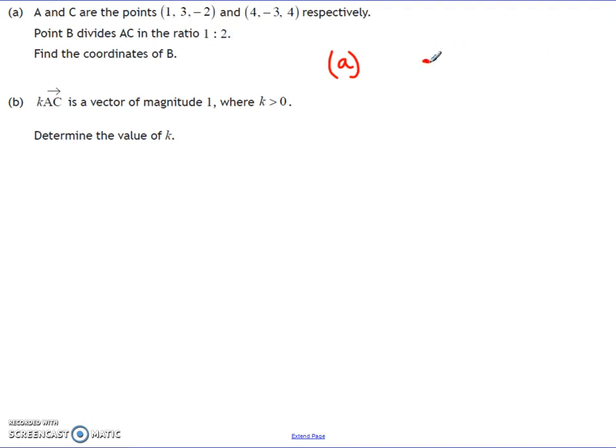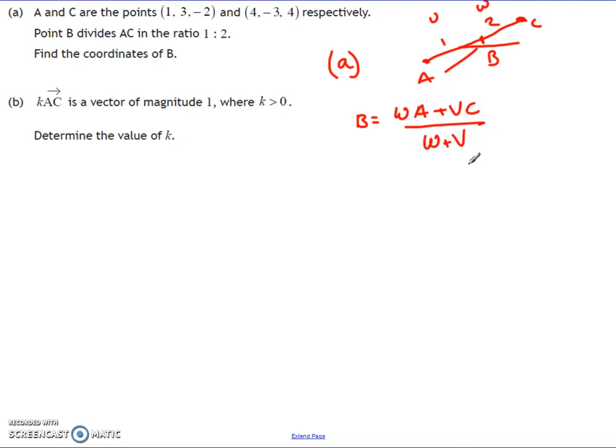Think back to when we did straight lines. I had 2 points. I've got A and I've got C, and there's my point B. Point B divides this line in the ratio of 1 to 2, so it's like that. So this is the one where we have to think of the formula where if I've got V and I've got W being the parts of my ratio, this means that B is equal to, and then you cross them over, W times A plus V times C over W plus V. Calculate all this and we should be able to work it out.